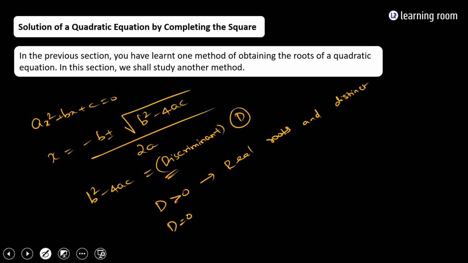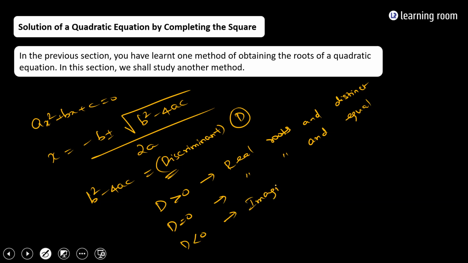If D is equal to 0, they will have real and equal roots. Equal means the quadratic equation will be a perfect square. That is the meaning. If D is less than 0, there will be no real roots.